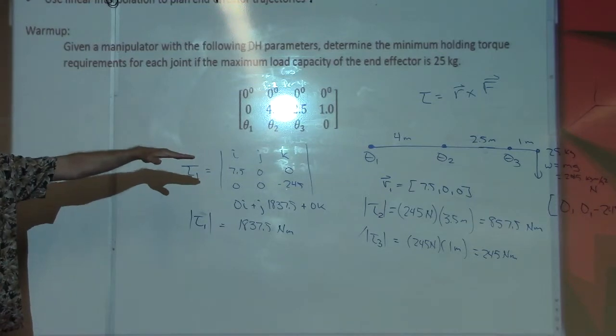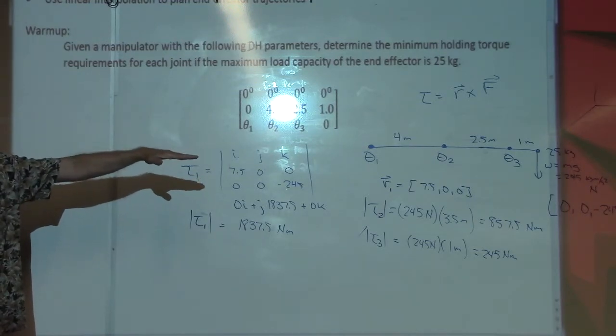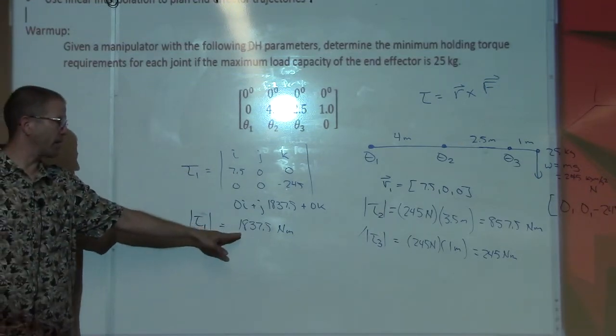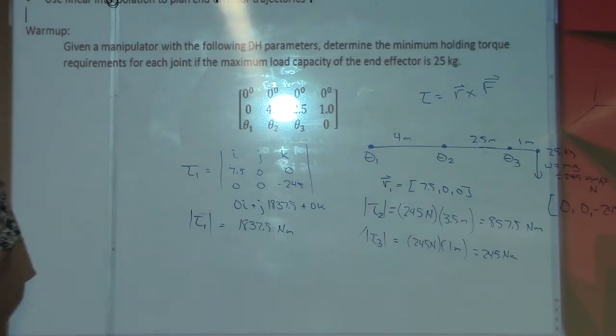No, it may never actually achieve this particular set of joint parameters. But just to ensure that there is no slipping that occurs, these would be the minimums that we'd select. Okay? Any questions there?